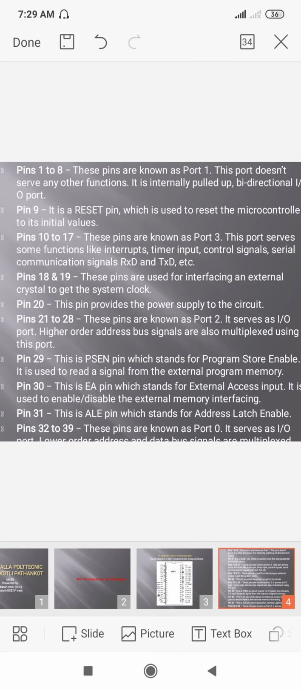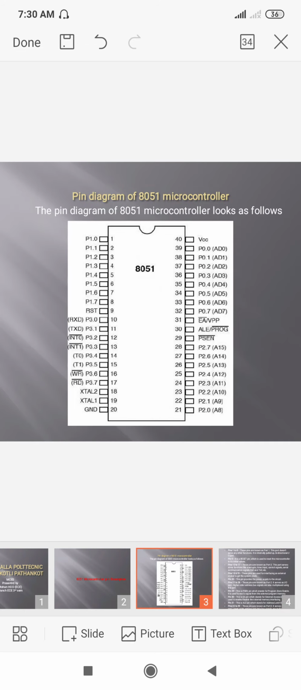Next are pins 21 to 28. These pins are known as port 2. It serves as an input output port. Higher order address bus signals are also multiplexed using this port. These pins 21 to 28 are A8 to A15.